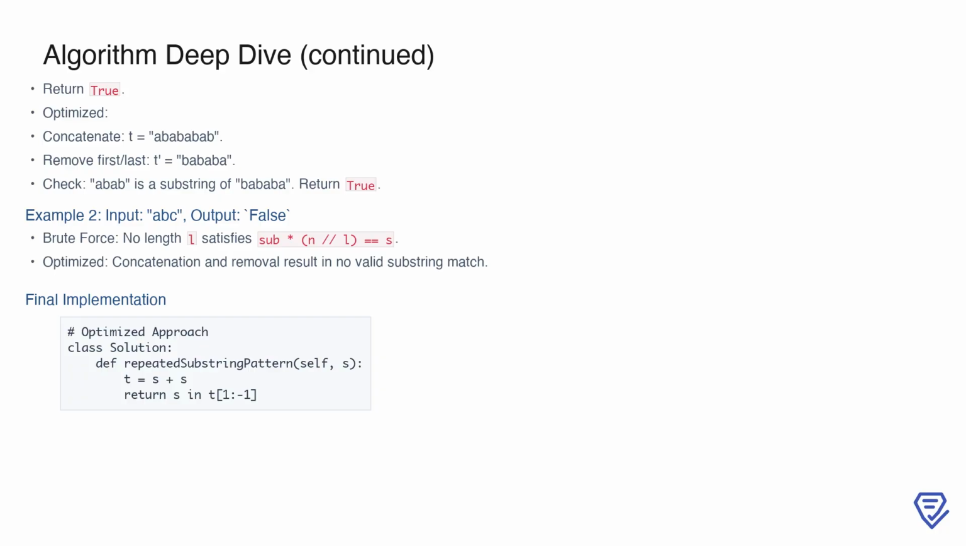For the final implementation, the optimized solution can be written concisely in Python. By doubling the string, removing the first and last characters, and checking for the substring, we achieve an efficient solution. This is the essence of how we solve the problem using both the brute force and optimized approaches.